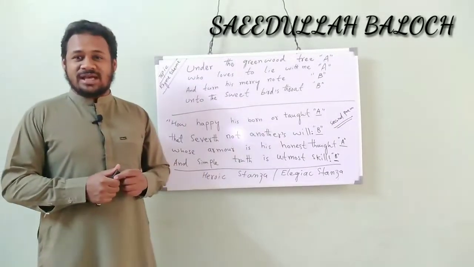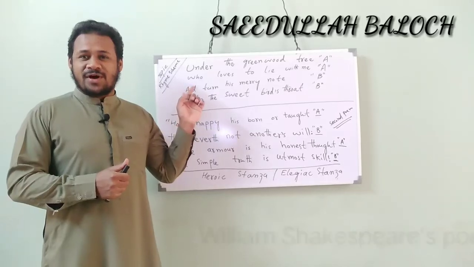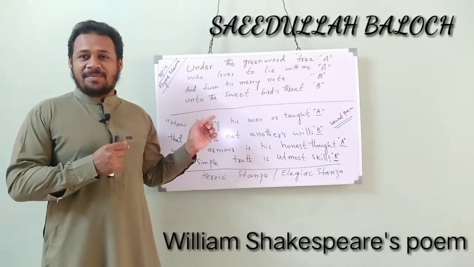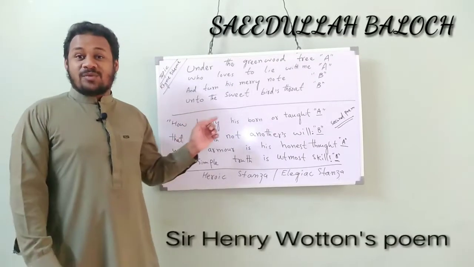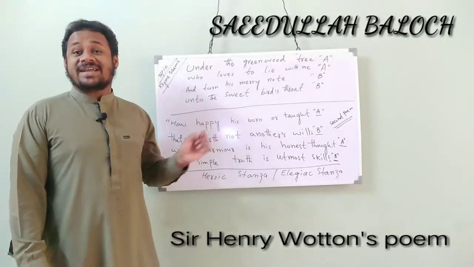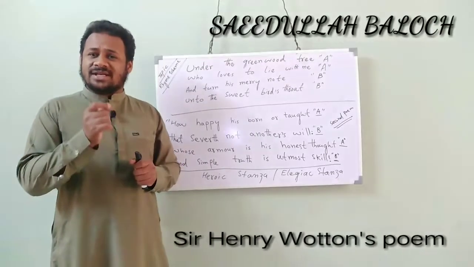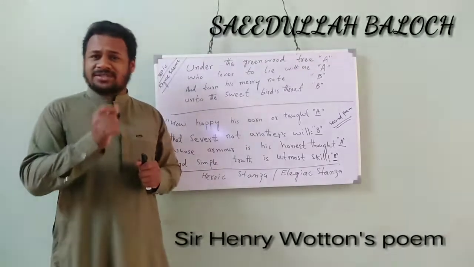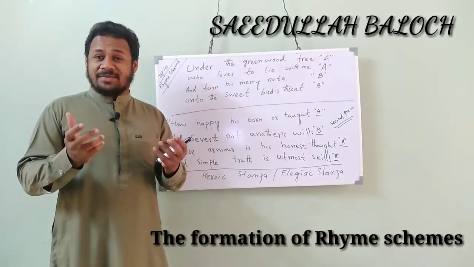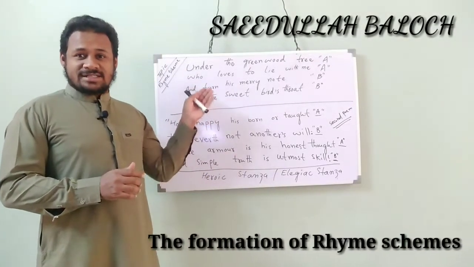Well, before starting to tell you, I want to tell you that I have taken two poems. One poem from Shakespeare, and the second poem I have taken is The Character of a Happy Life, by Sir Henry Wotton. Let's know what rhyme scheme is, where it is, and how it is the rhyme scheme. So let's learn from this whiteboard. Come on, look at it.